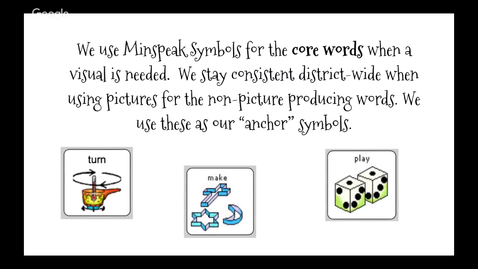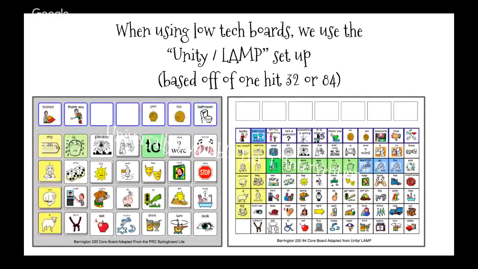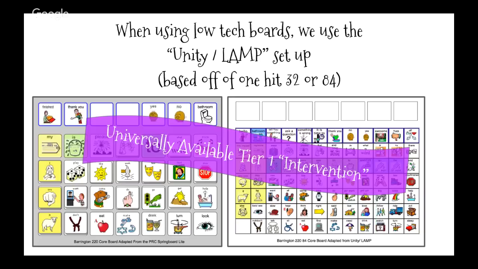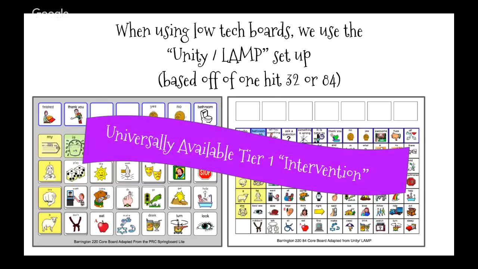We do use MinSpeak supports for all of our low-tech supports. Anytime a core word needs to be represented by a visual, we use these MinSpeak symbols. So we really try to stay consistent district-wide, early childhood through transition, and we use these pictures for our non-picture producing words. We call them our anchor symbols. Deidre's going to talk a little bit more about low-tech boards, but this is what we have. We consider really our core vocabulary approach a tier 1 intervention. Our low-tech boards are based off of PRC and LAMP 32 and 84 boards.